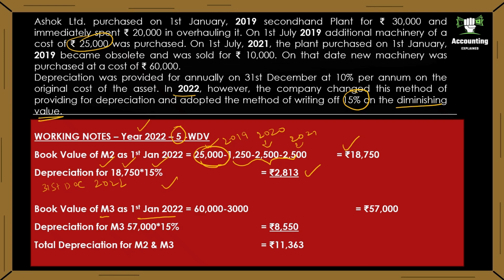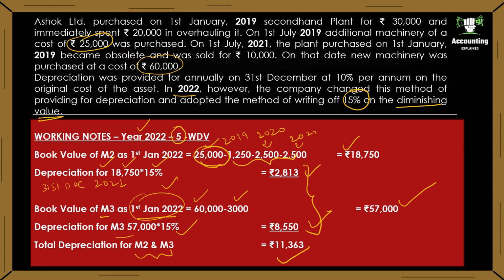Now the book value of M3 we are going to find out, as on 1st January 2022. We purchased M3 for rupees 60,000 and we have charged depreciation for year 2021 for 6 months, right? That comes to 3,000. So the book value of M3 as on 1st January 2022 is 57,000. Depreciation for M3 on 57,000 at 15% per annum is 8,550. So total depreciation for M2 and M3, these two added together, 2,813 and 8,550, is 11,363.